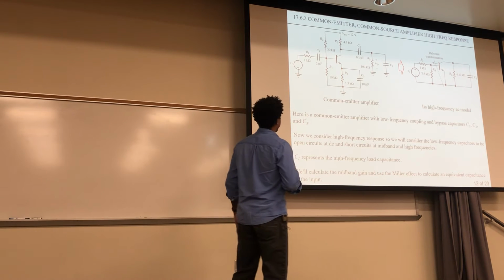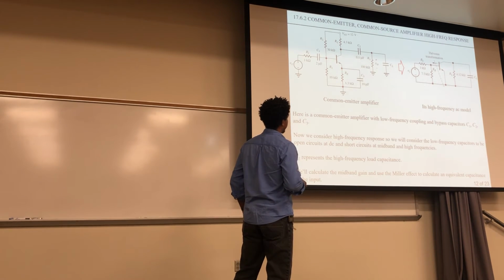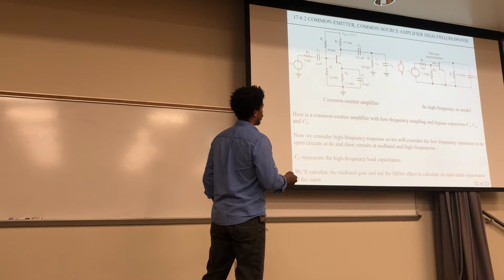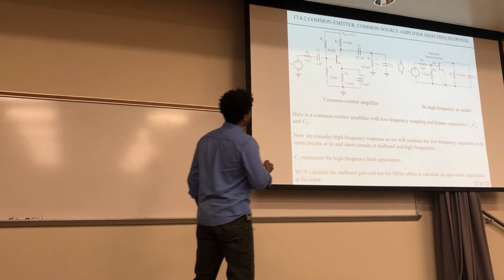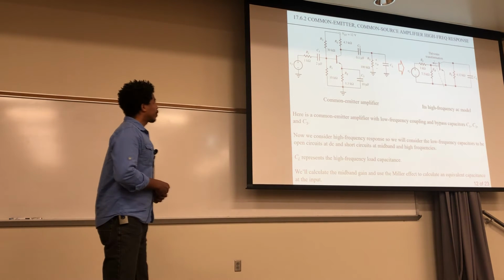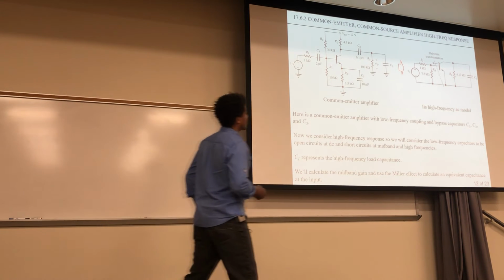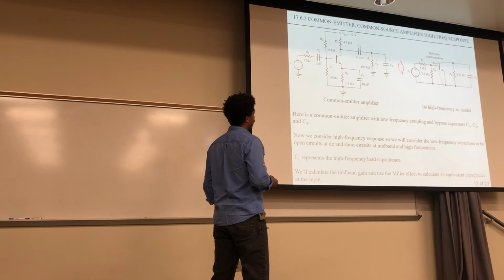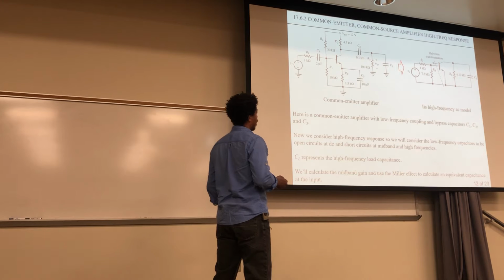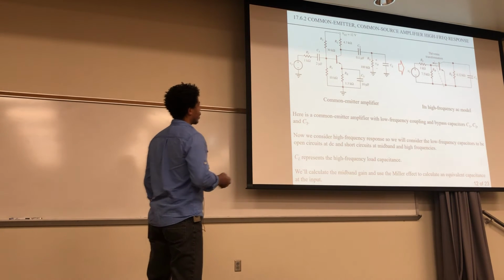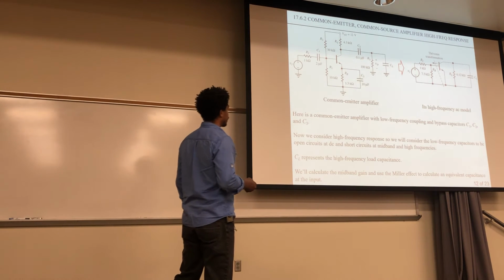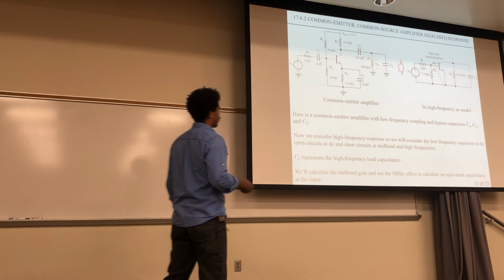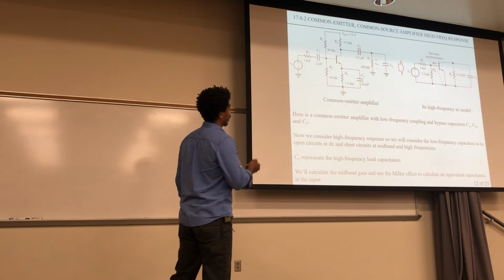Okay, so in this common emitter amplifier with low frequency coupling and bypass capacitors, the C1, C2 are the coupling, and C3 is the bypass. So now we'll consider the high frequency response. We'll consider the low frequency capacitors to be open circuits at DC and short circuits at mid-band and high frequencies. This CL right here represents the high frequency load capacitance, and we'll calculate the mid-band gain and use the Miller effect to calculate the equivalent capacitance at the input, which is right here.